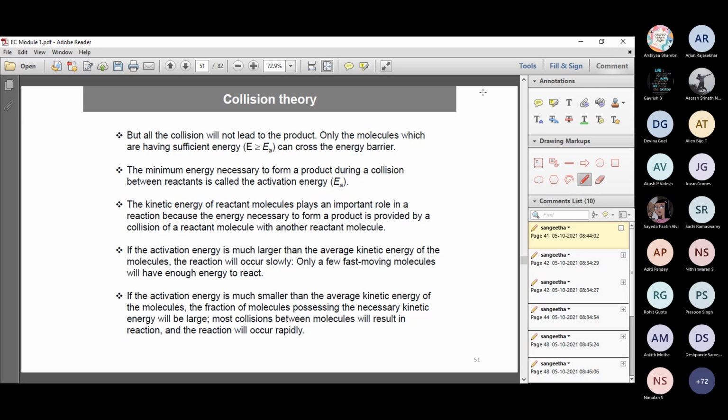So can you take it? A rate of a reaction, take down. This is not there in the PPT. You please take down this one. A rate of reaction.